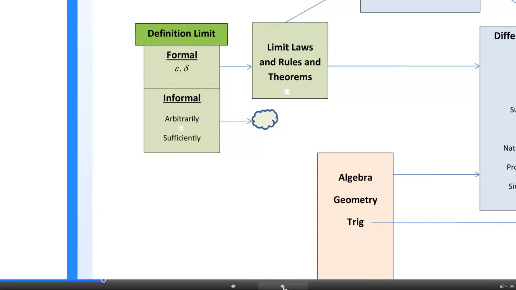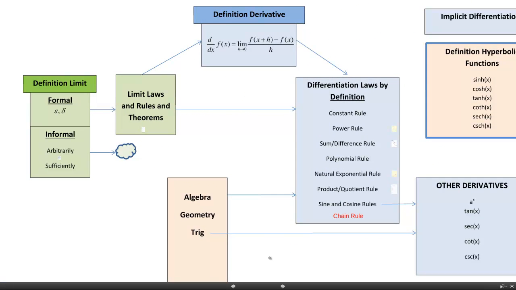After limits, we started chapter 3, which had to do with the definition of the derivative and then deriving all of the differentiation laws. So with the definition of the derivative and the limit laws that we have on hand and a little algebra, trigonometry, and geometry that we presumably have on hand, we were able to derive a fair number of differentiation laws using the definition of the derivative and limits. A somewhat tedious process.